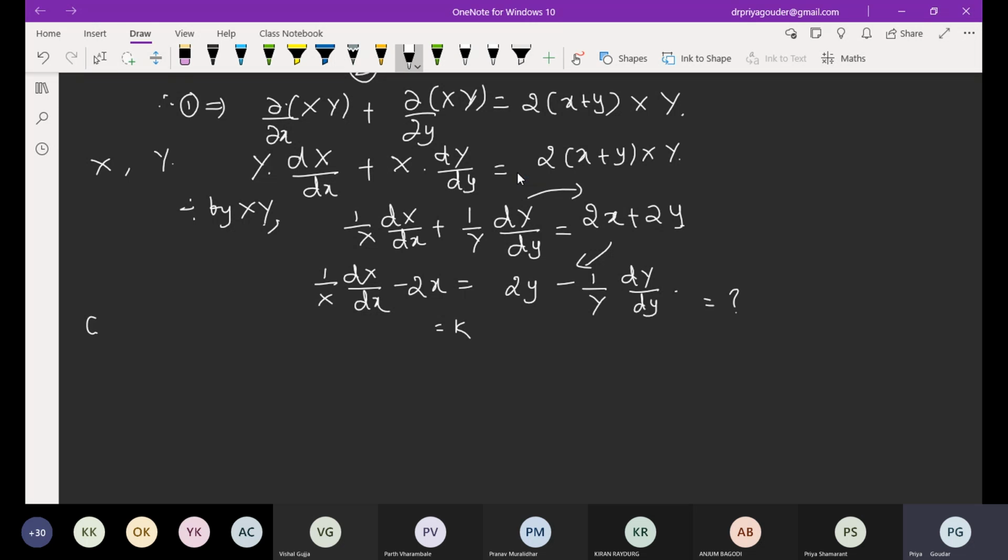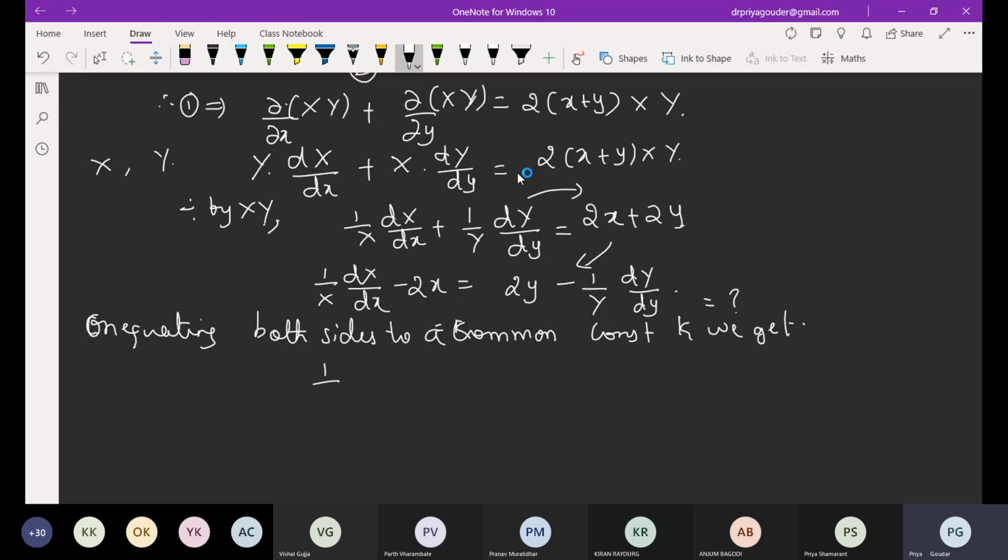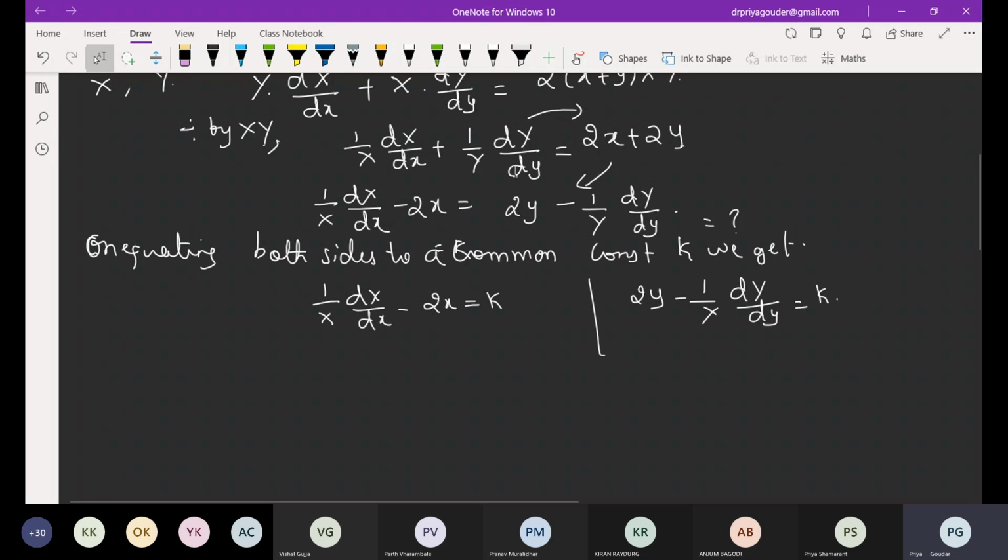Write a line here: on equating both sides to a common constant K, we get the LHS part equal to some K. And how should I write the next part? The RHS part is also equal to the same K, not K1. Now here again we'll separate capital X and small x.